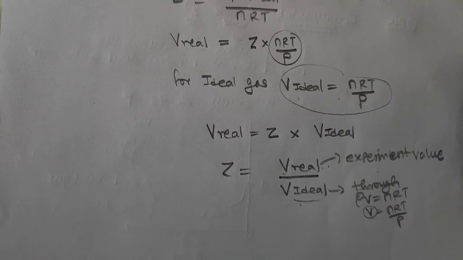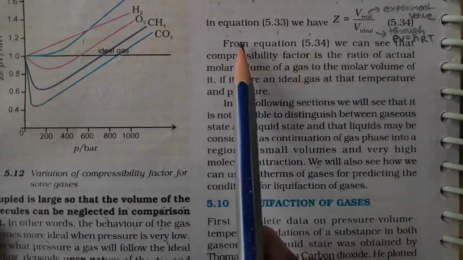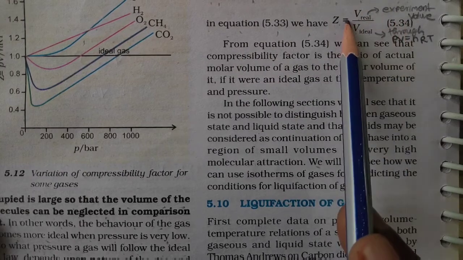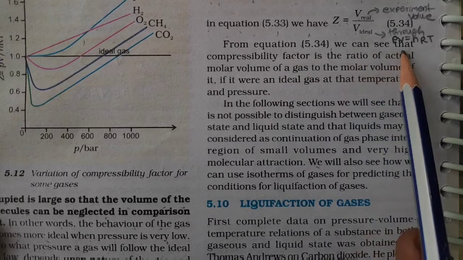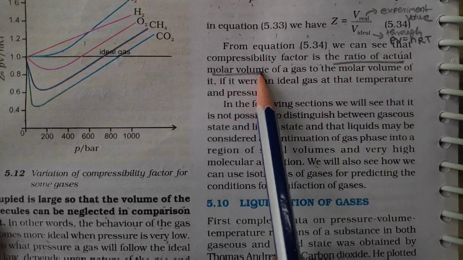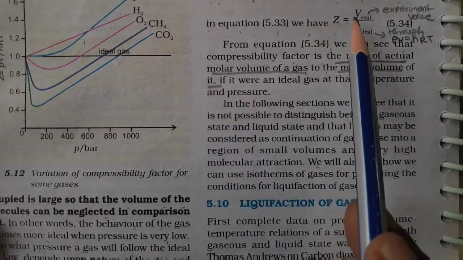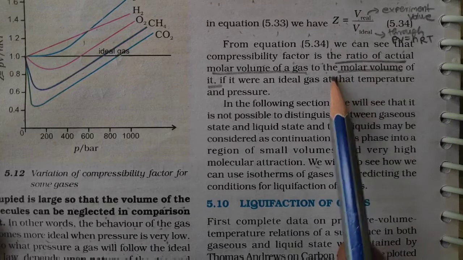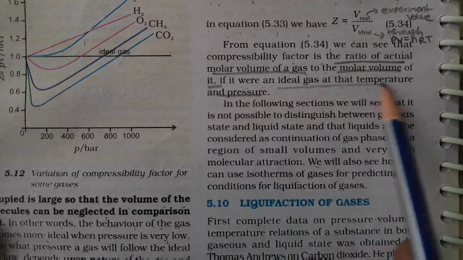Now from your textbook, see. This is your equation 5.34, which we have derived. From equation 5.34, we can see that the compressibility factor is a ratio of the actual molar volume of a gas to the molar volume it would have if it were an ideal gas at that temperature and pressure. That is V real upon V ideal.